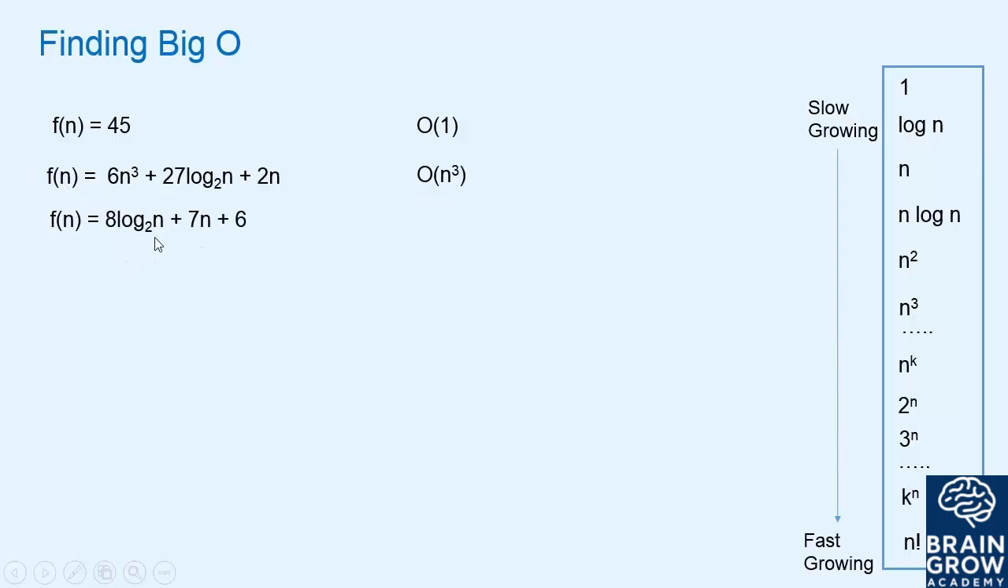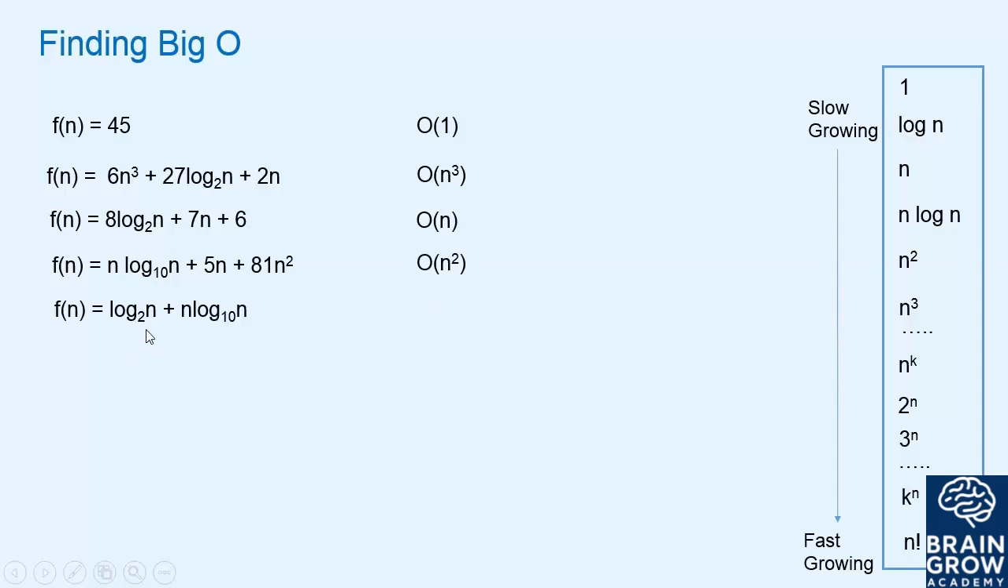Now in this function we have n and this log n term. So n is here and log n is here. So n is the fastest growing term in this function and so this function is order of n. In this function we have n log n and n square. So n log n is here and n square is here. This n square is the fastest growing term. So this function is order of n square.